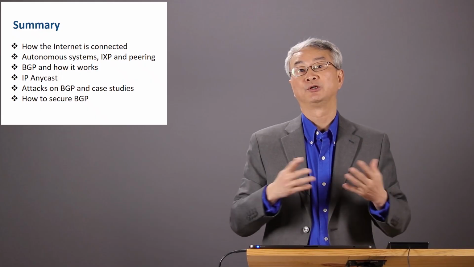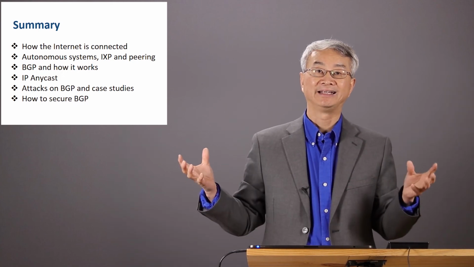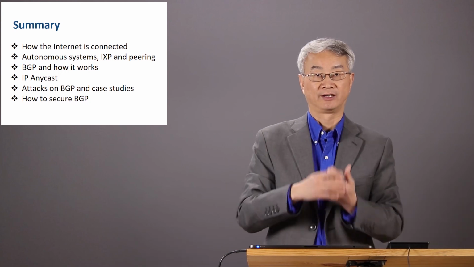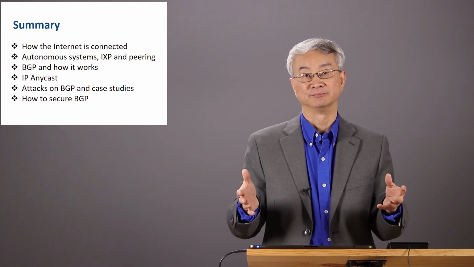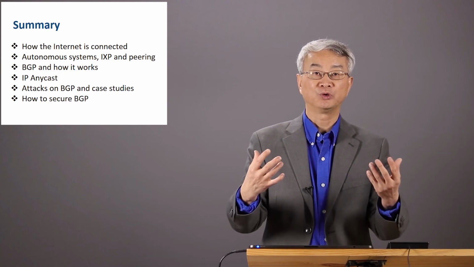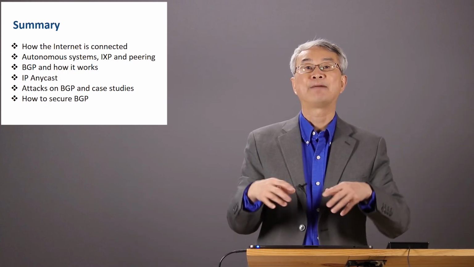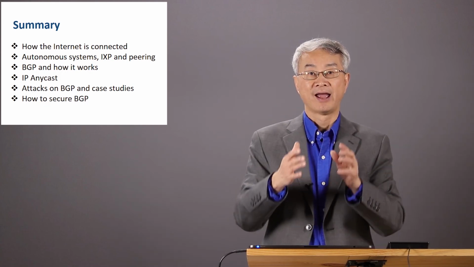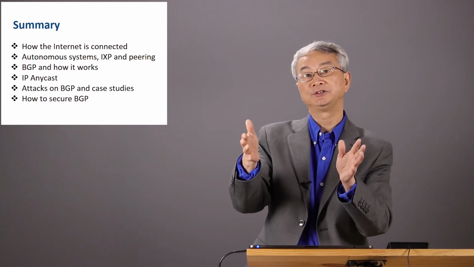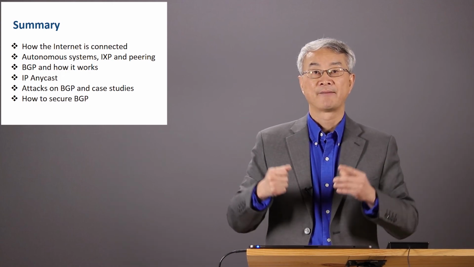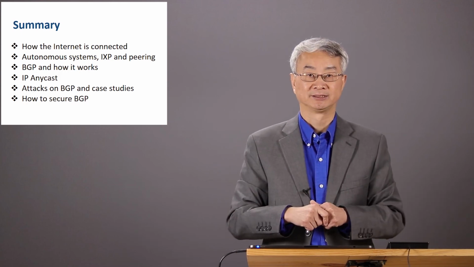Let's summarize what we have learned from this module. In this module, we have talked about how the internet is glued together. The internet consists of many autonomous systems. In order for the internet to work, they have to be connected, and that's called peering. After these networks are peered together, they're going to set up the BGP session so they can exchange the routing information. They can also route the traffic from one autonomous system to another autonomous system.